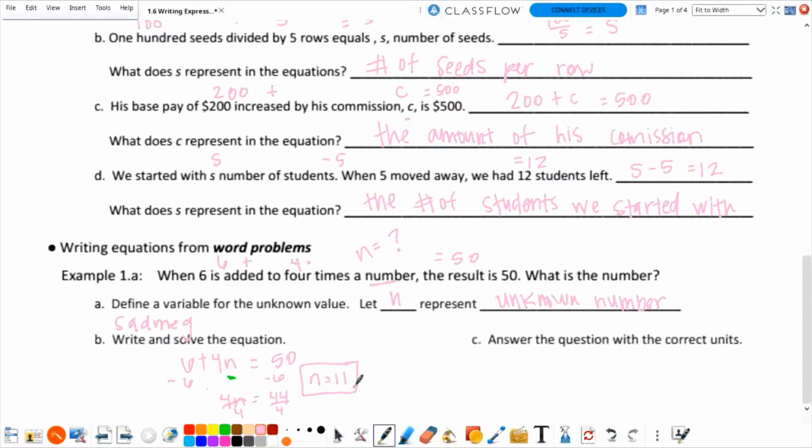All right, then it says to answer the question with the correct units. This is what you've got to get used to. You're not always just going to put n equals 11. If you're answering a word problem, you have to answer it in the correct units, okay? So the number is 11.